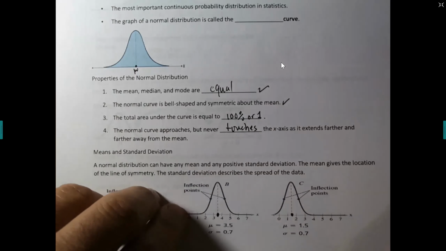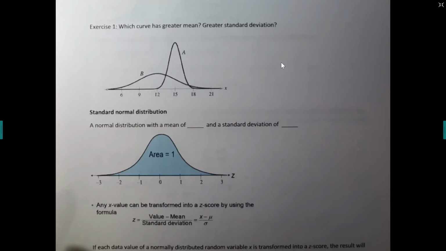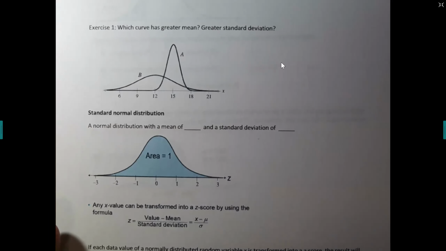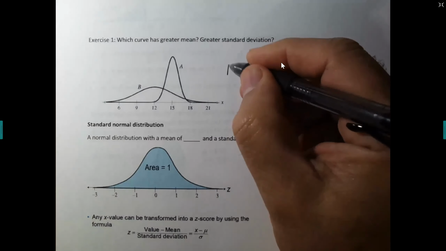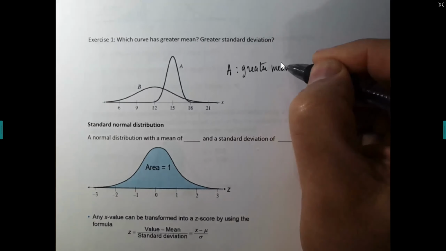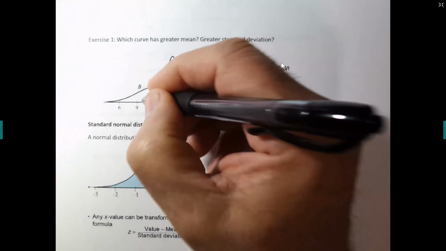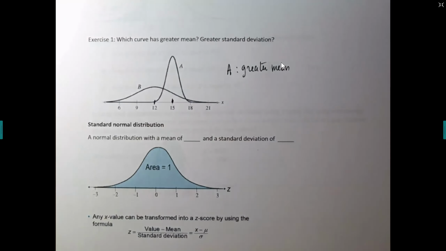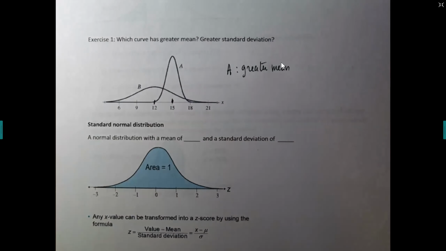Okay, I'd like you to do this exercise together now. Which curve has a greater mean, A or B? A. I don't think I need to explain. It's 15 and it is 12. The mean for curve A is 15 and the mean for curve B is 12.